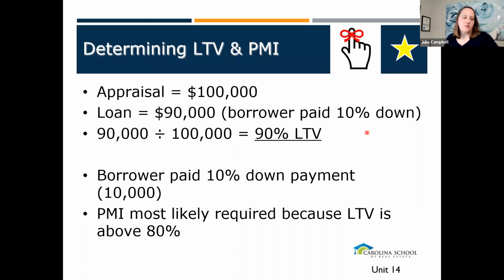So conventional loans have no support, no backing, no safety net by the government. The lender bears all the risk, and how they can help protect themselves is by charging this PMI insurance.